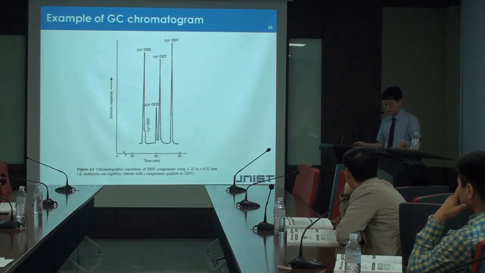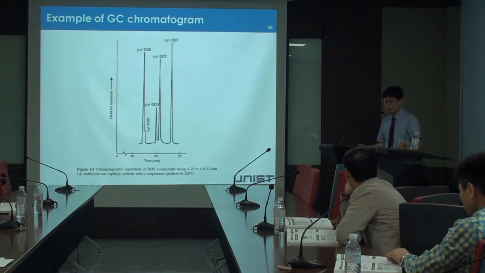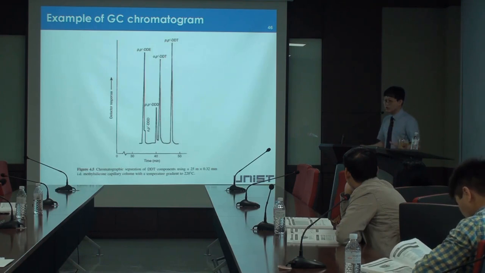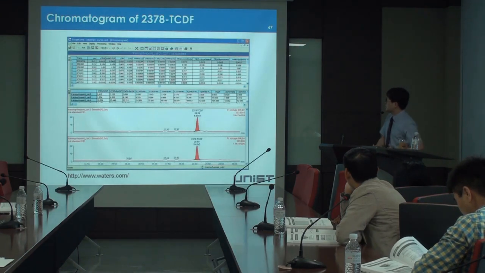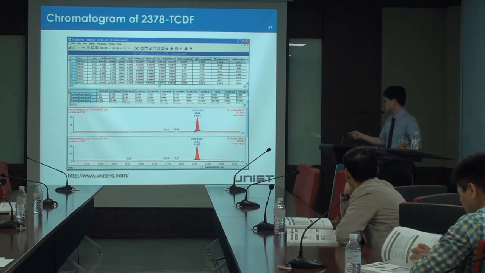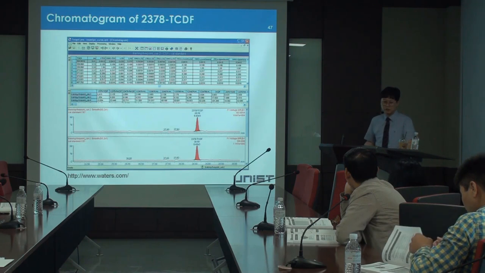So this is an example of a DDT chromatogram. Actually, DDT in the environment undergoes very fast metabolism, so it can show different metabolites, such as DDE or DDD and so on. Okay? So this is a chromatogram example. And this is a current level of 2,3,7,8-TCDD, dioxin and furan. Okay? In these cases, this is just a standard current level.